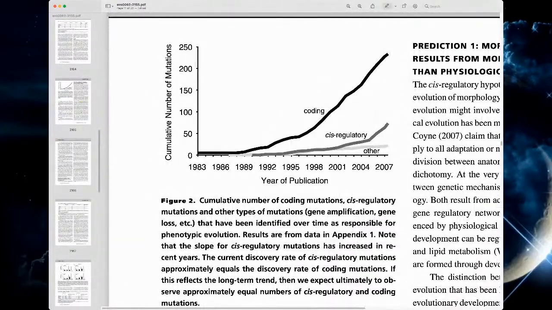Cumulative number of coding changes, regulatory mutations, and other types of mutations have been identified over time as responsible for phenotypic evolution. The slope of cis-regulatory mutations has increased in recent years. Current discovery rate of regulatory mutations approximately equals the discovery rate of coding mutations. If this reflects the long-term trend, then we expect ultimately to observe approximately equal numbers of regulatory and coding mutations. Okay, that kind of makes sense that they would both contribute.